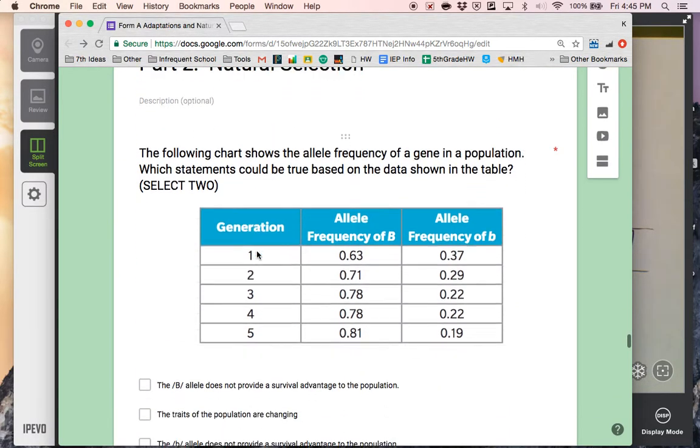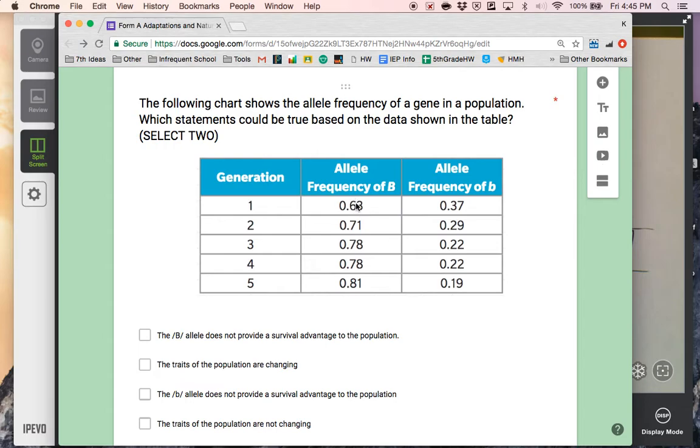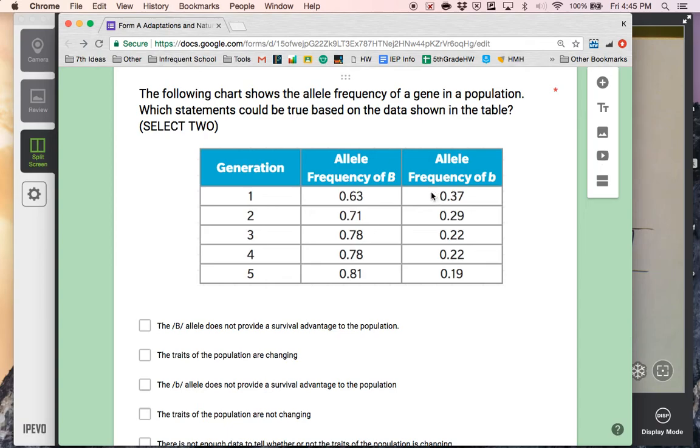Okay, the following chart, allele frequencies. Ooh, look at this. We got a dominant allele and we got a recessive allele. Looks like the dominant allele is rising and the recessive allele is shrinking during these generations. Sounds to me like the Bean Bunny lab. So which statements could be true?